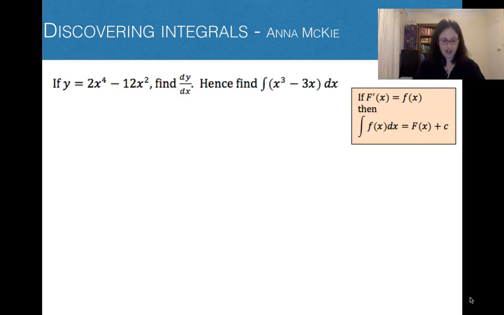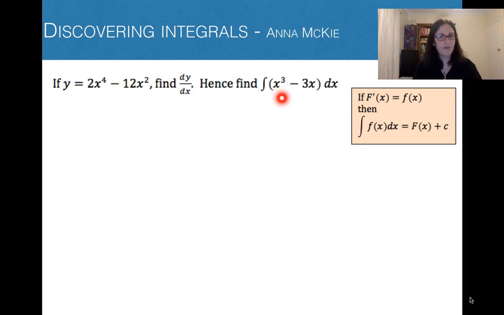Alright, so here's a function. If y is equal to this, find dy by dx. Full stop. So you have to do that bit first. Hence find the integral of this. Now, just a couple of points. See how there are brackets here? We technically should have brackets all the time, but we sometimes get lazy and drop them off. Now, if you were to think about the integral of this, what would you get?